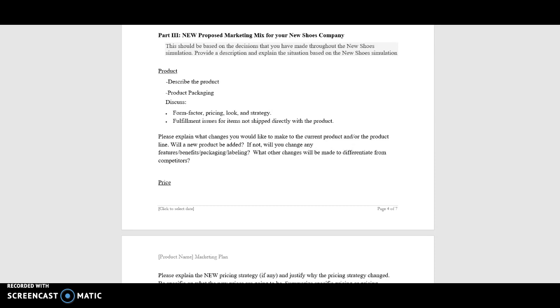So make sure you're also discussing in terms of the product, again, the look, the pricing, how the consumer is going to receive the product. If it's not shipped directly from you, how are they going to get it? And this is where you discuss any changes you'd like to make to the product or the product line based on your research. Are you going to change any features, benefits, packaging, labeling, any changes? And make sure you share how this will differentiate your product from the competition.